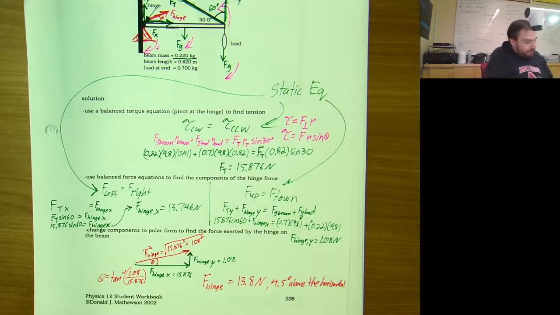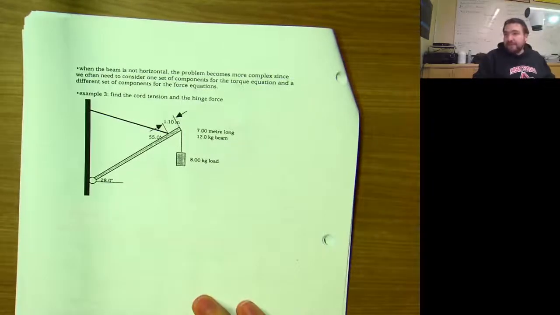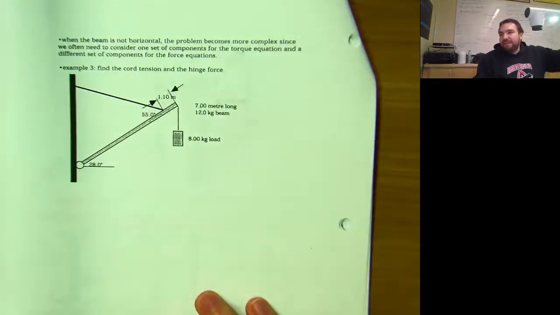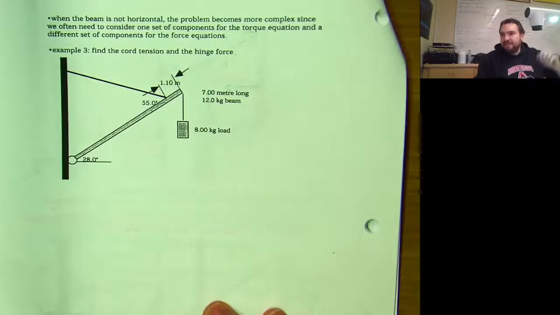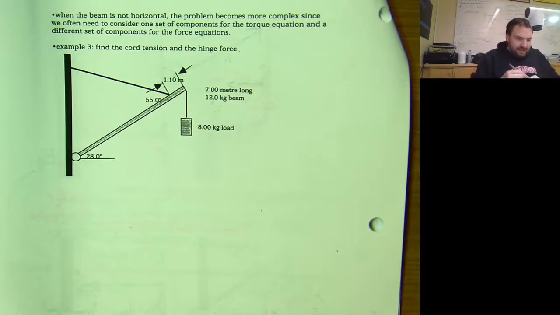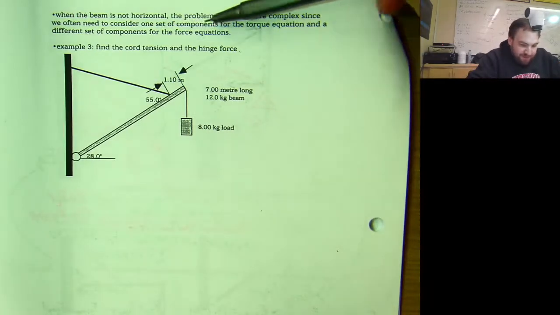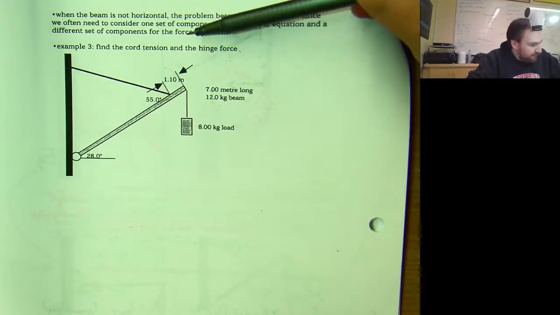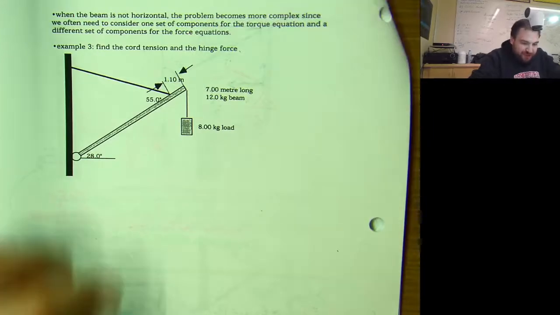Do one more example, a little bit more of a gross problem, but the ideas here are going to be exactly the same. Flip the page. You got something that looks like this. When the beam is horizontal, the problem becomes a little bit more complex, since we often need to consider one set of components for the torque equation and a different set of components for the force equations.